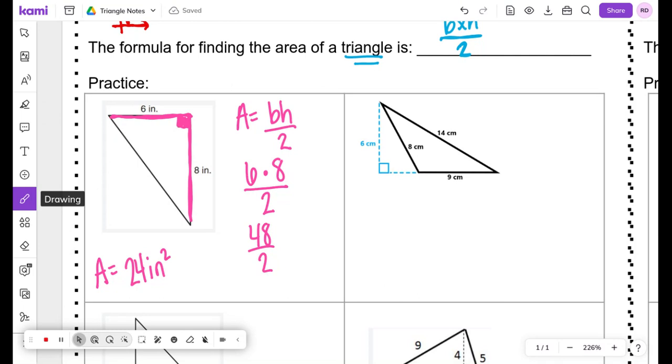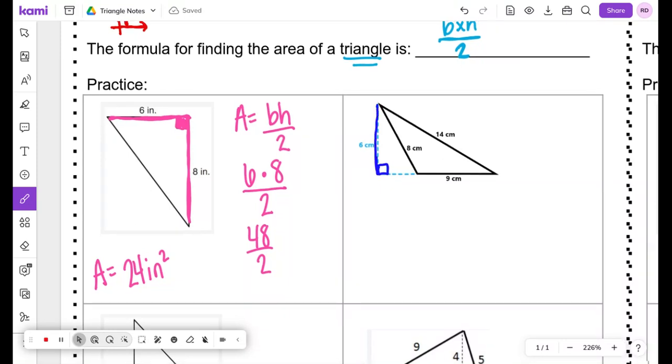For triangle number 2, they gave us lots of numbers. But again, we want the numbers that make up this perfect corner. We don't want numbers on slanted sides. So if we trace the lines that make up the perfect corner or that 90-degree angle, we're going to use 6 and 9. You can also tell that 14 and 8 are on slanted lines. We don't want those. We want straight lines only.